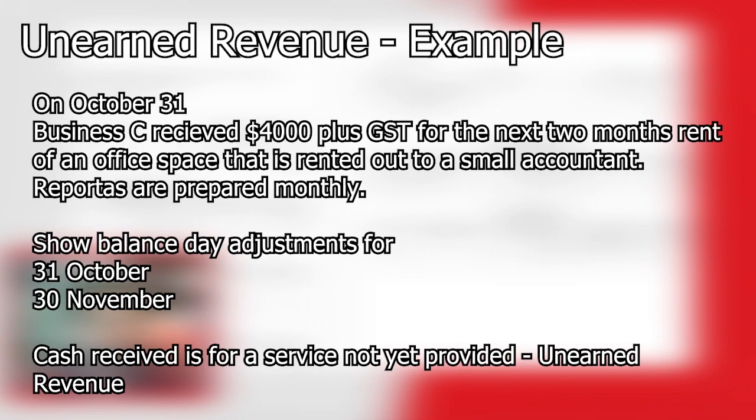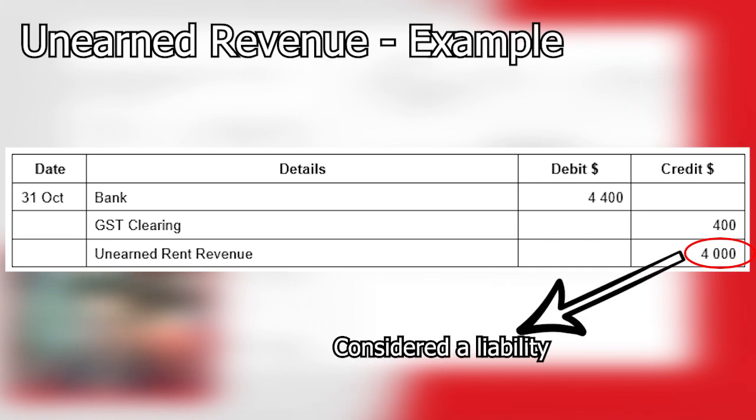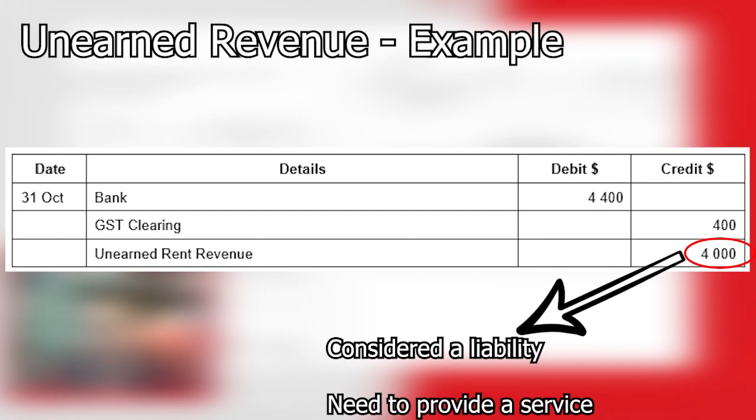The example here is bank going up by the total amount, the GST and the unearned rent revenue. So bank, 4,400 debit because it's an asset going up. Then GST clearing, we receive the GST, so that needs to go up, and that's a liability, so it's a credit. And unearned rent revenue is 4,000. This is considered a liability because we have a future economic obligation, this time not in the form of money, but in the form of providing a service. We'll recap it at the end.